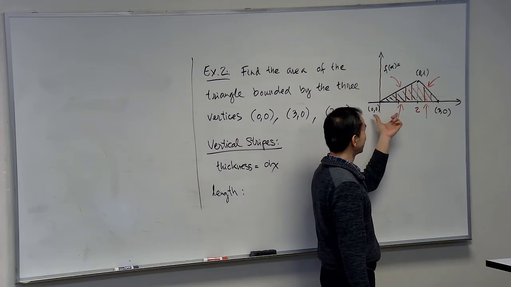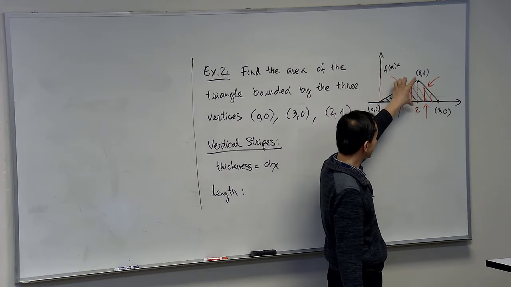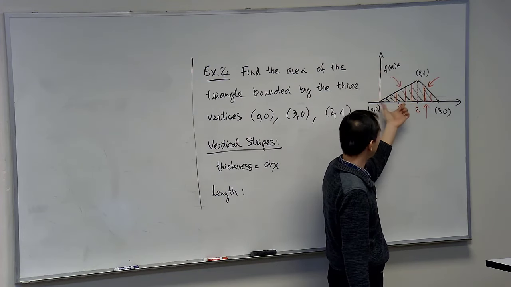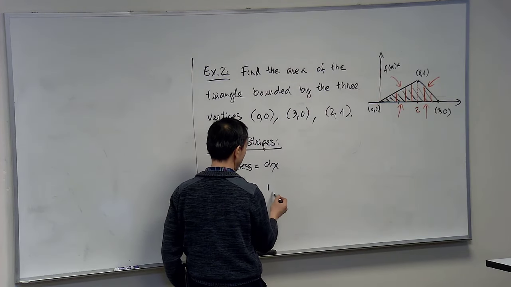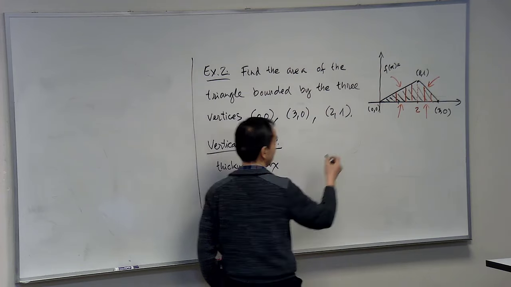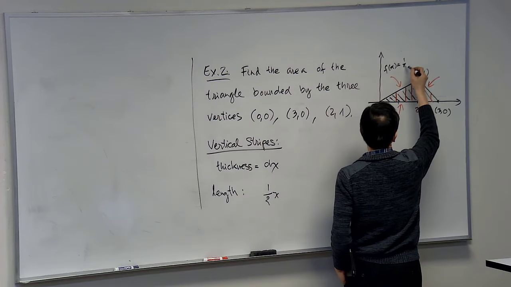The rise over the run, right? The slope rise is only 1, and the run is 2 right here. Yep. So the upper curve is one half x. So f of x equals one half x.